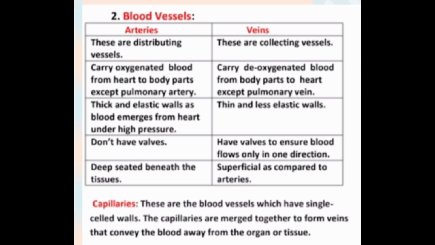Arteries have thick and elastic walls as blood emerges from the heart under high pressure. Veins have thin and less elastic walls, and they have valves to ensure blood flows only in one direction. Arteries are deep-seated beneath the tissue; veins are superficial as compared to arteries.